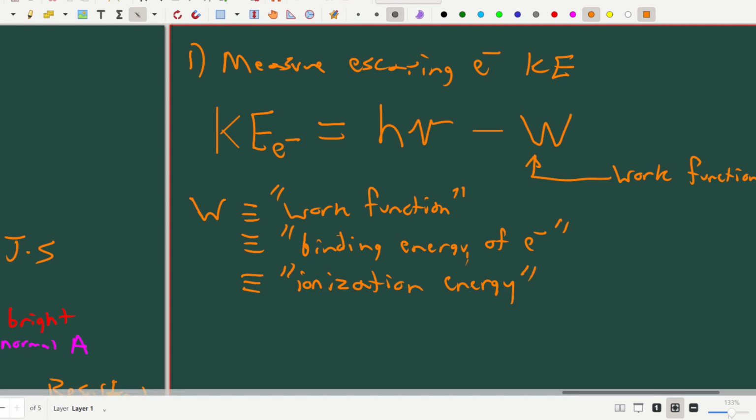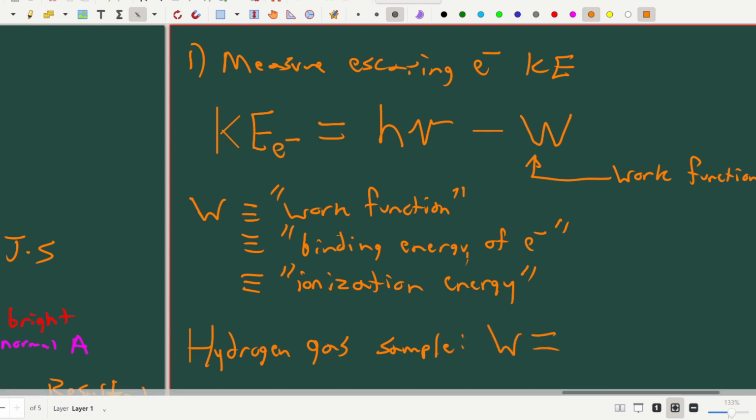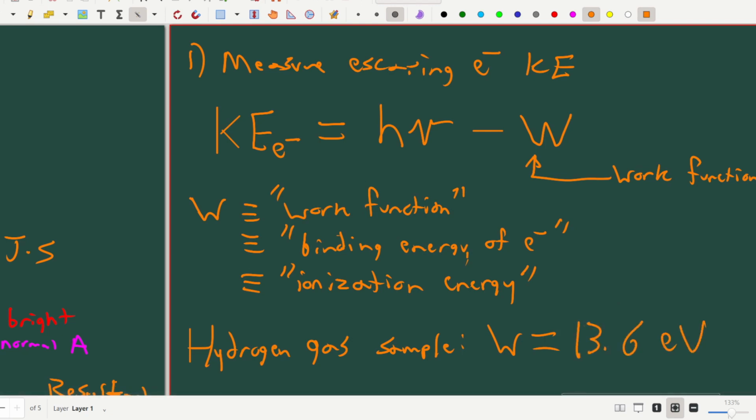So for instance, if this is hydrogen metal, or a hydrogen gas sample instead, we're doing the photoelectric effect on a hydrogen gas sample, the work function is equal to 13.6 eV. This is how much energy it takes to remove an electron from a hydrogen atom. So what does that mean? It says, well, if we shine light, if h nu is less than 13.6, then the kinetic energy of the electron will be negative, which of course doesn't make any sense, right? So that means the electron's just there. There's not enough energy to remove it from the metal.